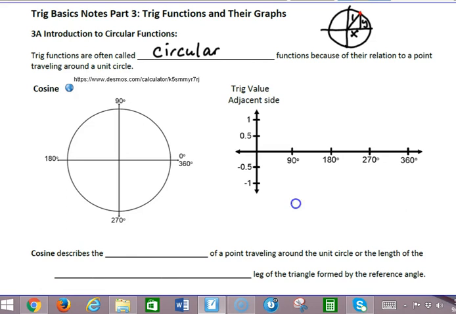And as this point travels around the circle, those x and y coordinates, those two legs of the triangle, are constantly changing, and as they change, they cause our sine and cosine values to change. So we're going to focus one at a time on first the adjacent side, the x value, and then the opposite side, the y value, and we're going to see how the changes in those sides of the triangle are used to create the sine and cosine graph. So let's start with cosine.